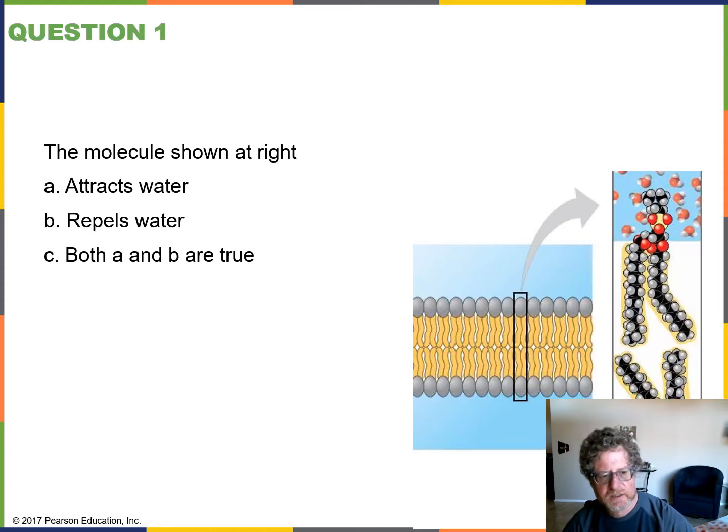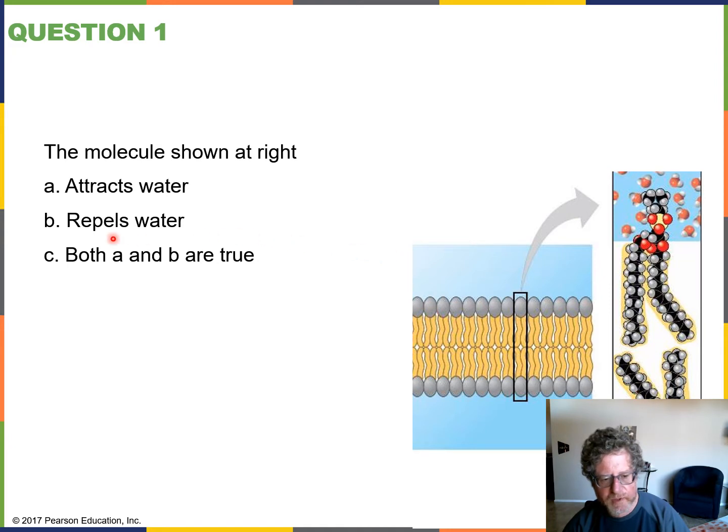Here are some questions to see what your background is and get you oriented towards the kind of things we'll cover in this chapter. The molecule shown at right, this molecule right there, or in a phospholipid bilayer, it's right here. What does that molecule do?